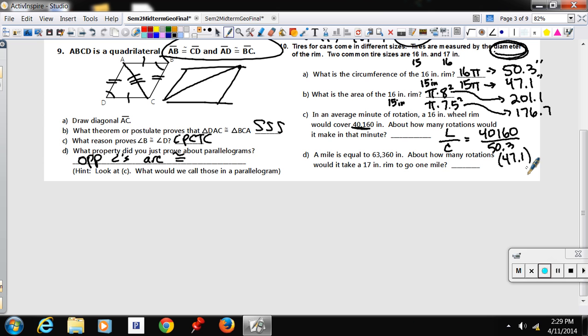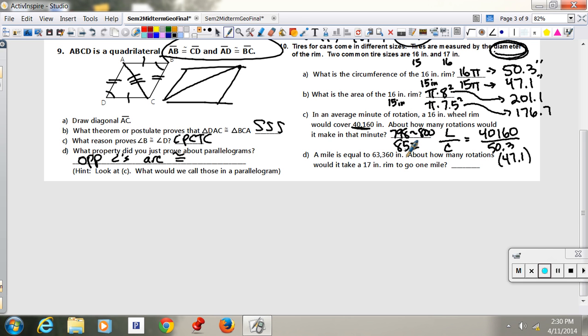You're going to get 798, or around 800 if you did test A or C. You're going to get 852 rotations if it was test B or D, or somewhere around 850. And notice how the second one has more rotations because it's a smaller wheel. It's got to go around more times to get as far. So that would be your rotations in a minute.